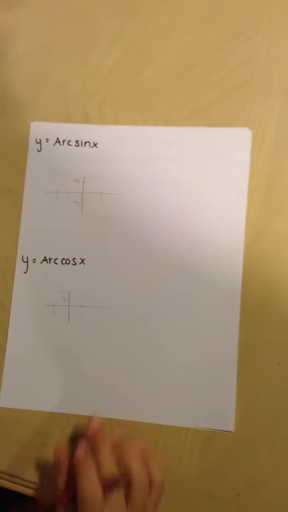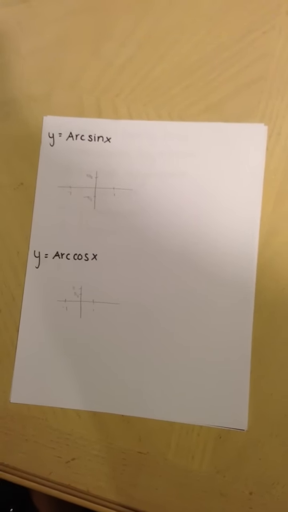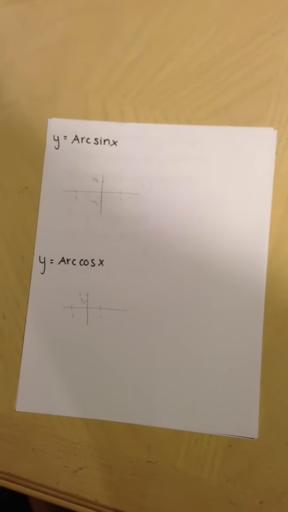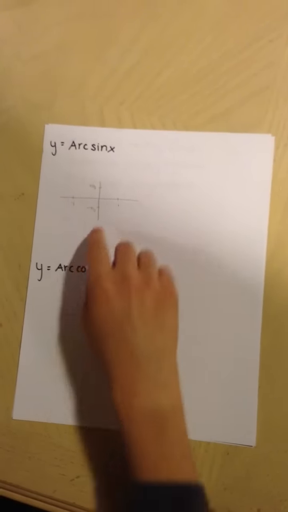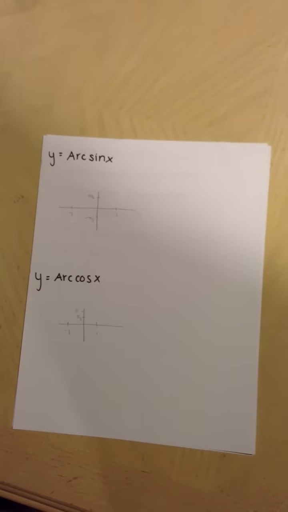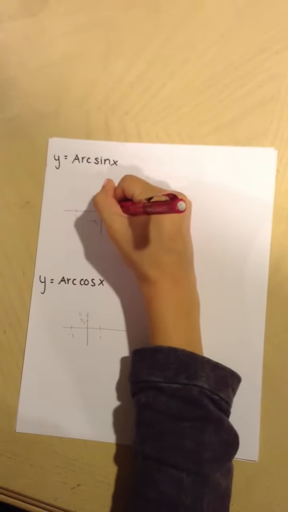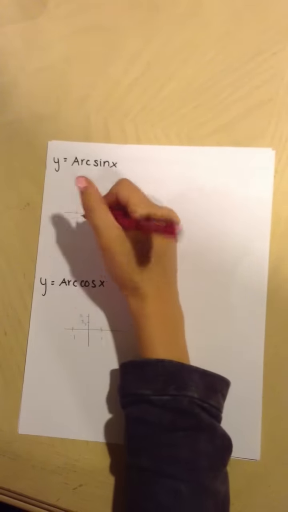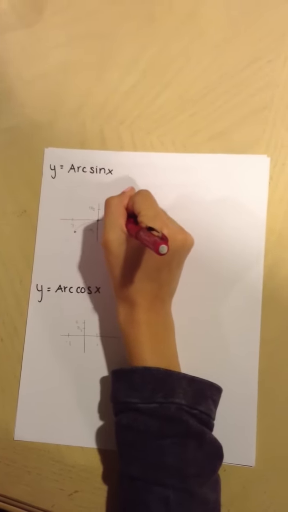Now for arc sine, you need to restrict the domain so that the inverse is also a function. So arc sine is going to be in quadrants 4 and 1, so that's why it's negative pi to pi. And it's going to be just the same as regular sine. So you start in the middle, and then for positive, you go up. Then for negative, you go down. You just do it like that.